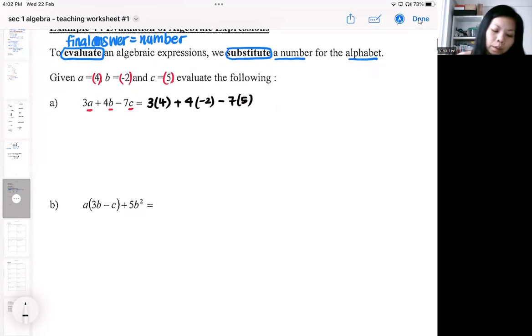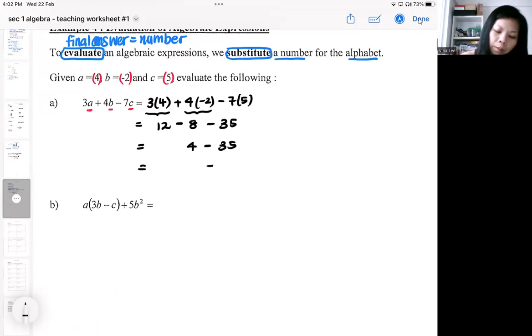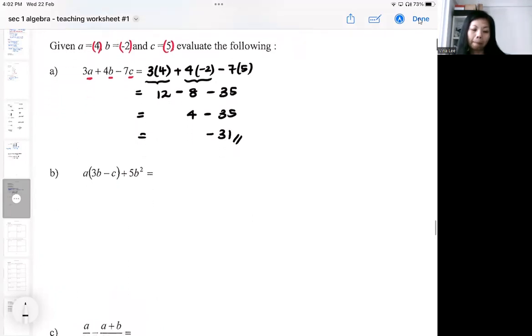Once you put in your value, step 1 always must be to put in the value. Then you can do it one by one. And then you just punch the calculator. From here you can punch. You will always do from left to right. So my final answer will be like this. This one is actually quite simple, but you've got to take note of brackets.